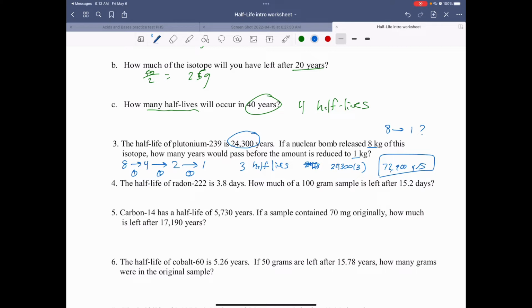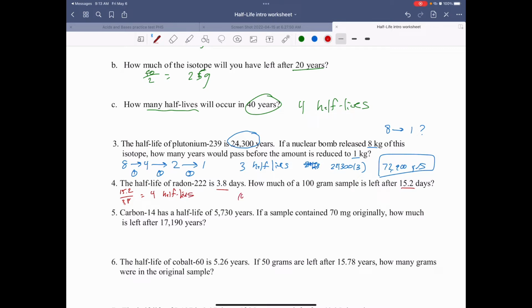Okay. So next one. The half-life of radon-222 is 3.8 days. How much of a 100-gram sample is left after 15.2 days? Okay. So the first question we have to ask ourselves is how many half-lives is that? So if we have 15.2 days and each half-life is 3.8 days, what is that? That's 4. So 4 half-lives have passed.